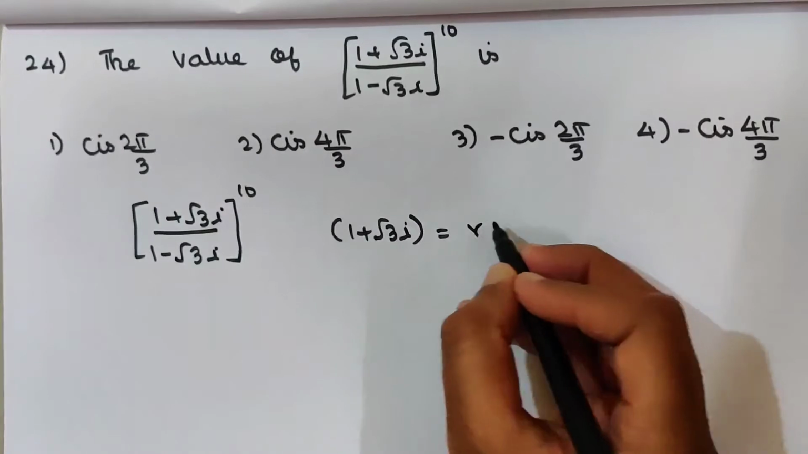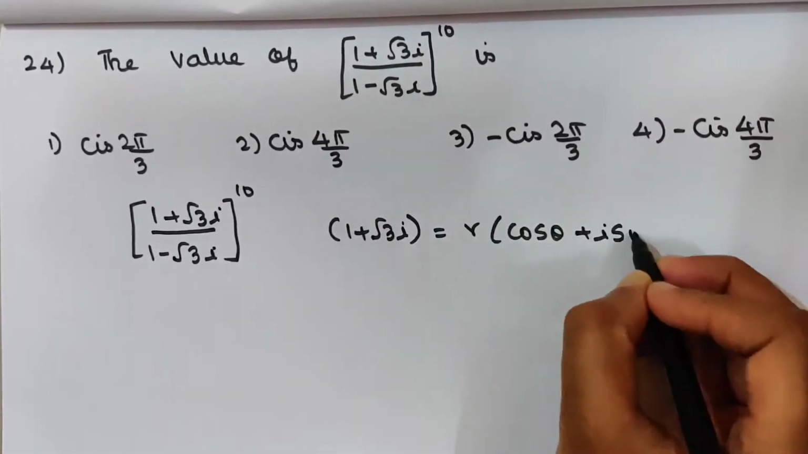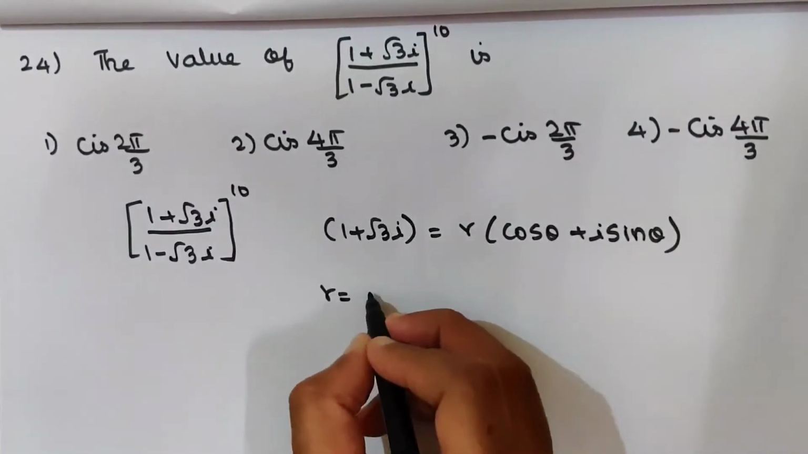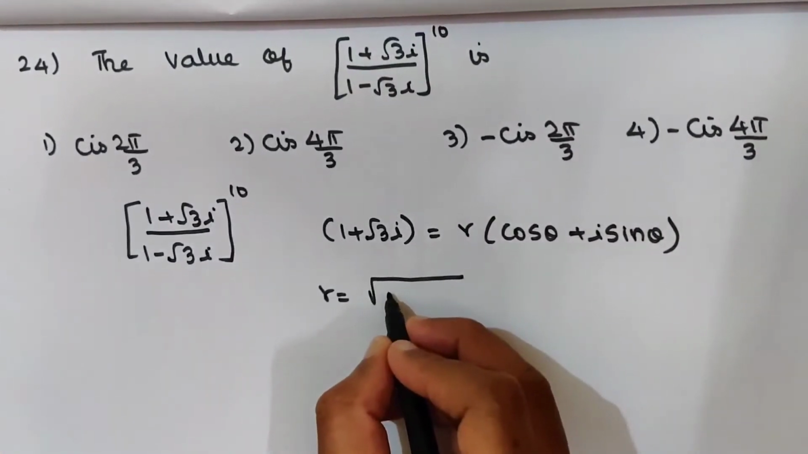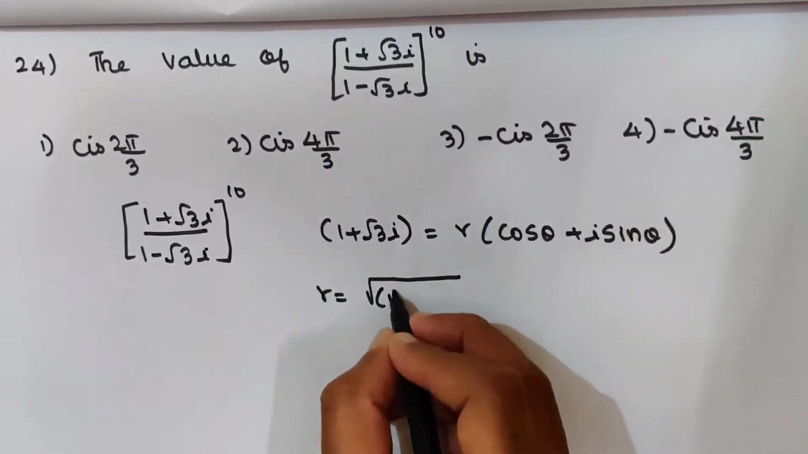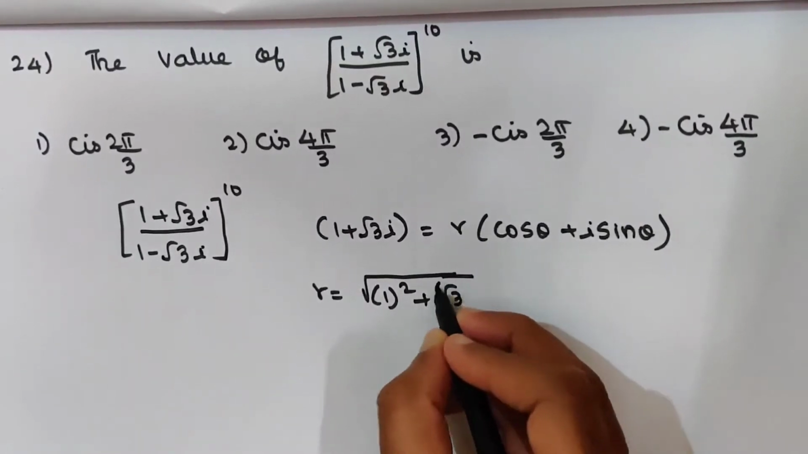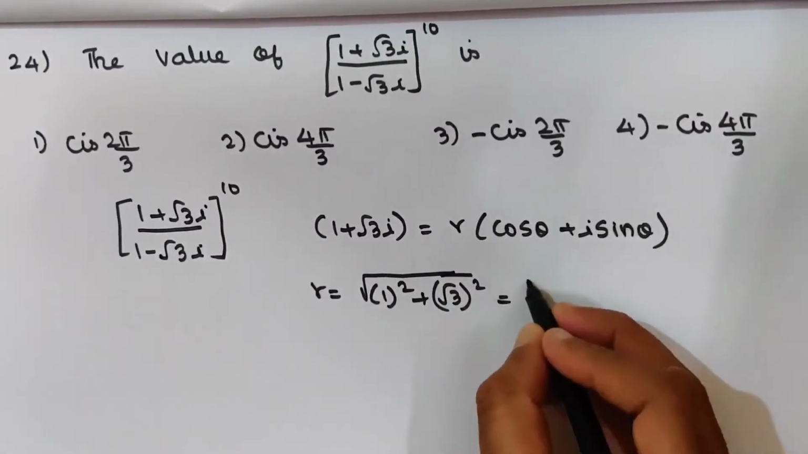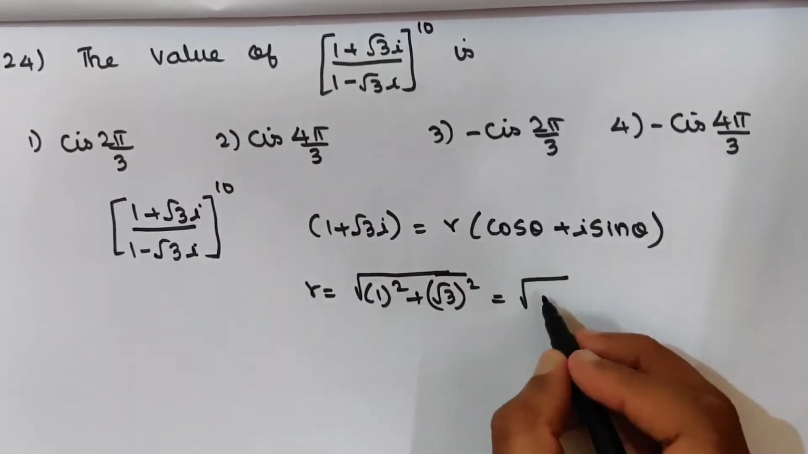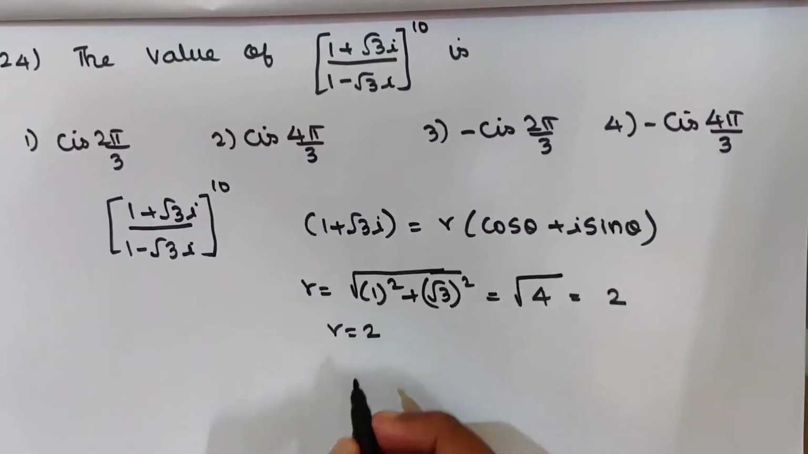So the polar form is r into cos theta plus i sin theta. First find the value of r. r is nothing but root of real part square plus imaginary part square. My real part is 1, so 1 square plus imaginary part root 3 the whole square, which gives root of 1 square is 1, root 3 square is 3, 1 plus 3 is 4, root of 4 is 2. r is equal to 2.